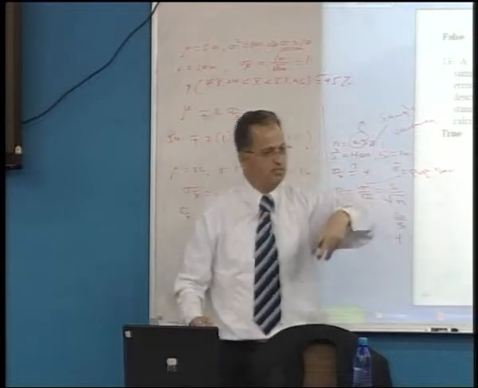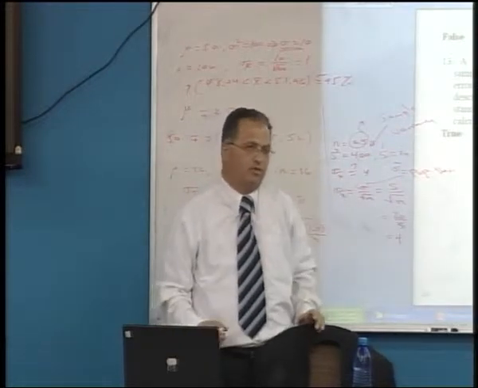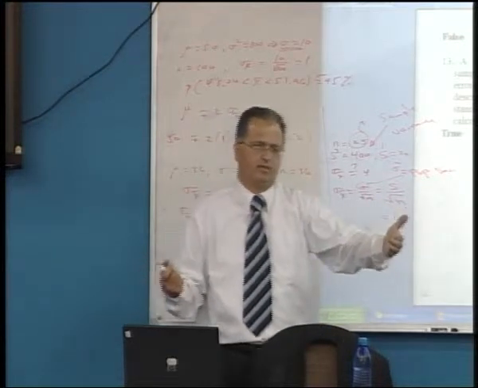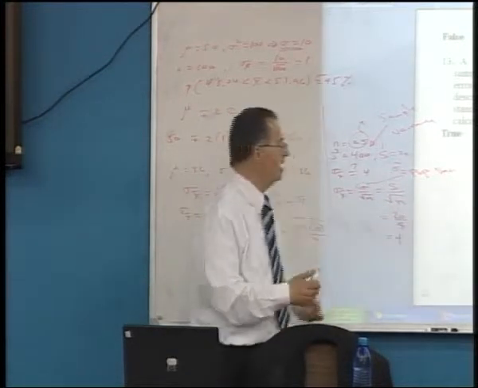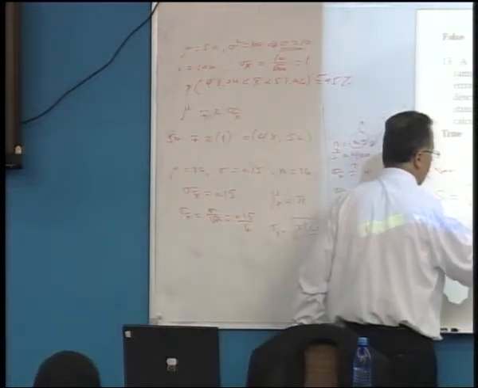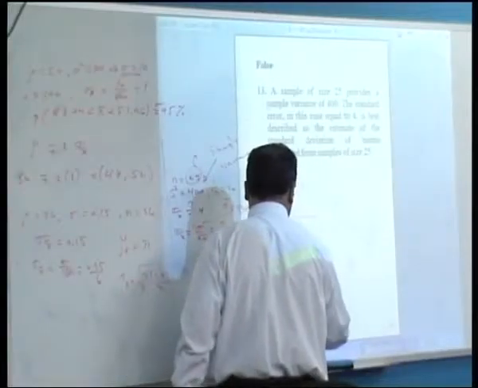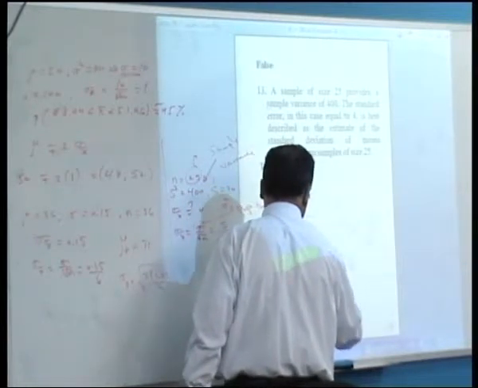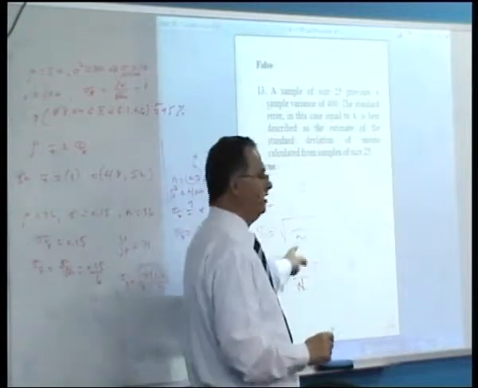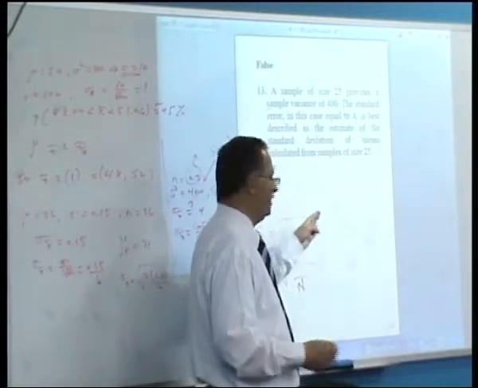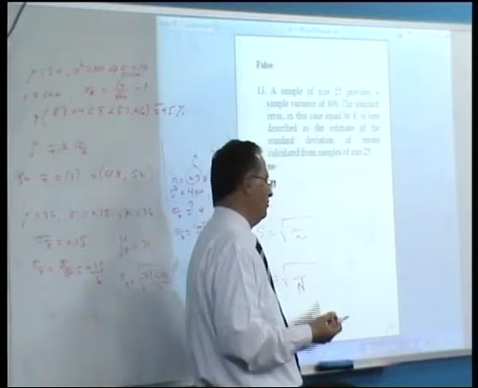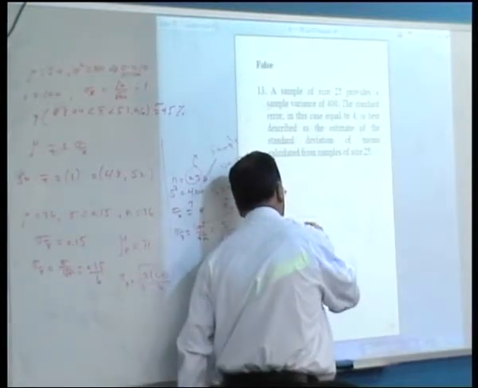We can do this if the population is normal or n is large, because if n is large enough, we can apply the central limit theorem. And if you go back to the formula for S, we divide by n minus 1, and for sigma, we divide by capital N. So if n is large enough, there is no difference, only a small difference between sample variance and population variance.